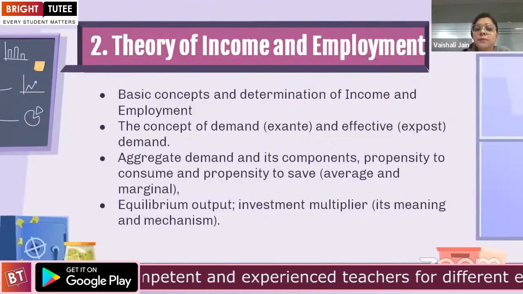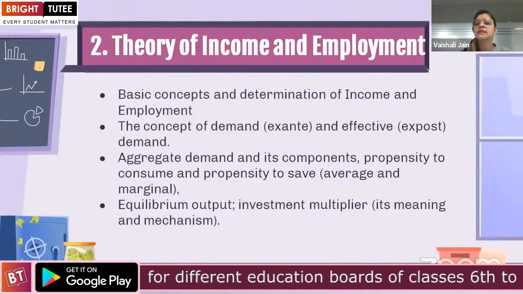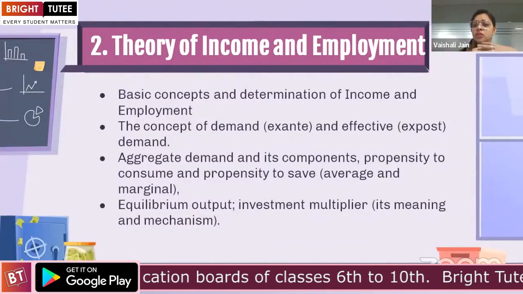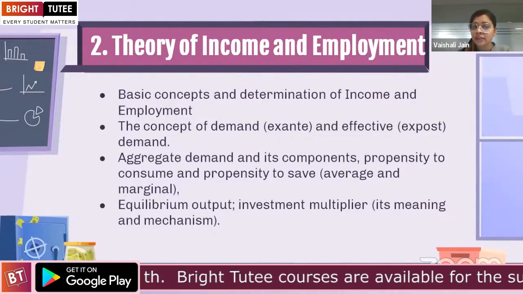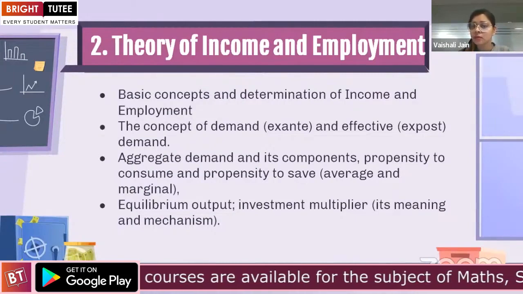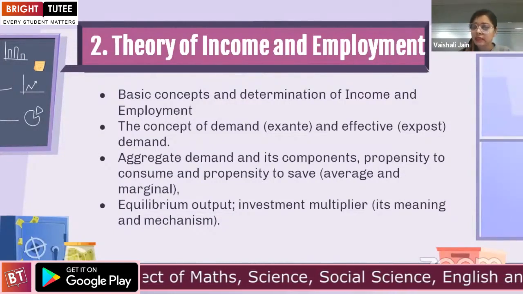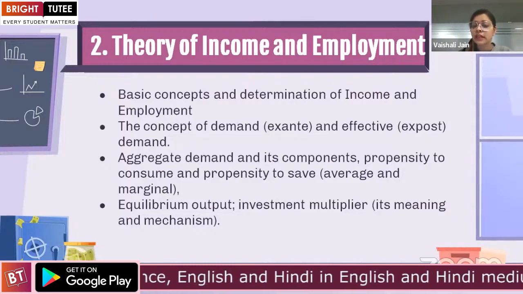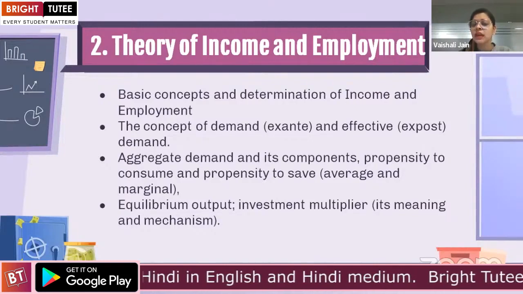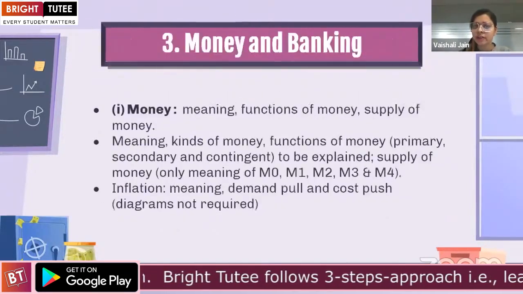So the first chapter we have is Theory of Income and Employment, in which we will discuss the basic concepts and determination of income and employment, the concept of demand and effective demand, that is ex ante and ex post, aggregate demand, its component, APC, APS, then similarly MPC, MPS, then equilibrium output, investment multiplier, its meaning and mechanism. The whole of the equations and the formulas, everything will be covered under this.